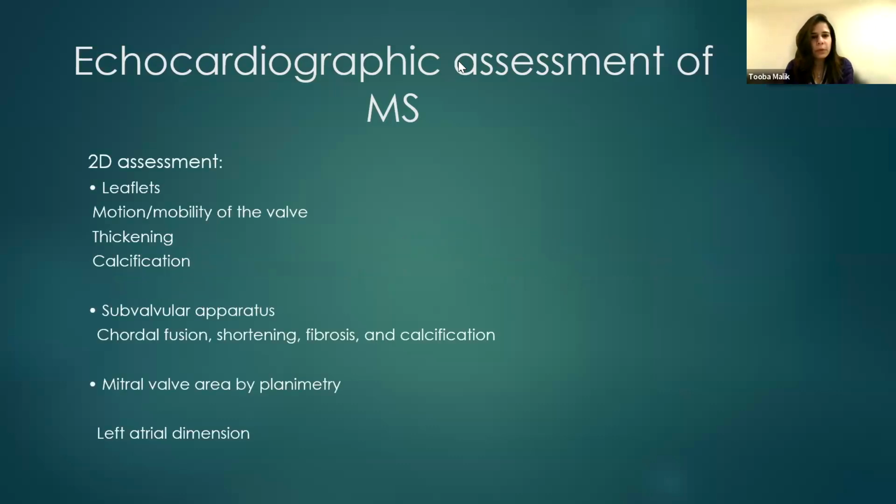So in a 2D assessment of an echocardiogram, now this is a transthoracic echocardiogram, you will look at the leaflets, see how mobile they are, how thickened they are, are they calcified or not. And then we don't only look at the leaflets and the aperture, we look at what's under the mitral valve. So for instance, what is happening to the chordae? Are they fused? Is there any shortening or fibrosis or calcification of the chordae? And these things all determine ultimately what procedure will best suit the patient. We also look at the mitral valve area. And then again, we don't forget the left atrial dimensions that are very important.